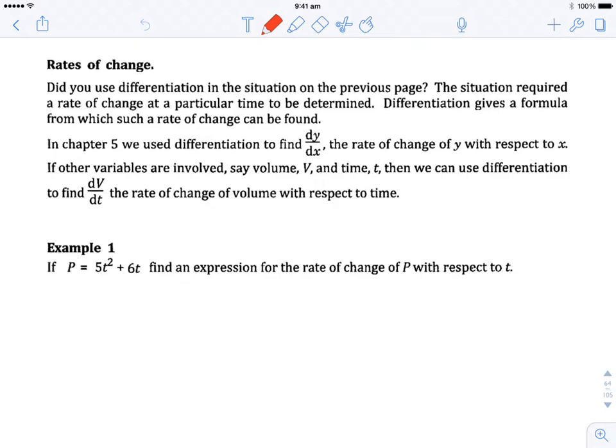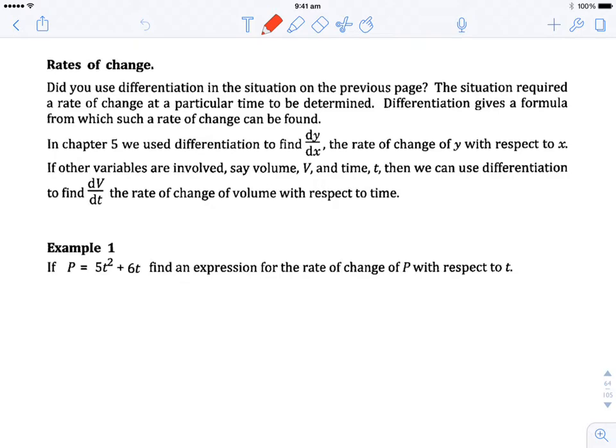So when we examine this, we looked at a distance time graph, and we were talking about that the slope of the graph at any time was speed. That's the instantaneous rate of change, in that case, the speed. This can apply to other situations. So in this video we're just going to look at a few examples of that.